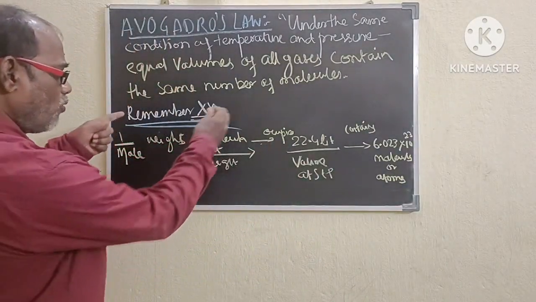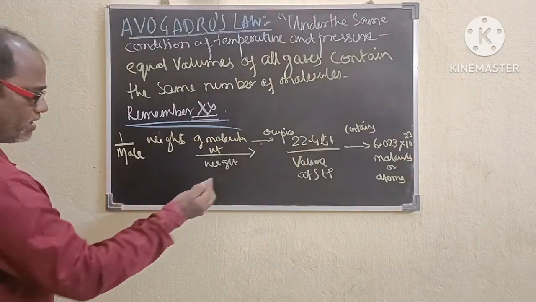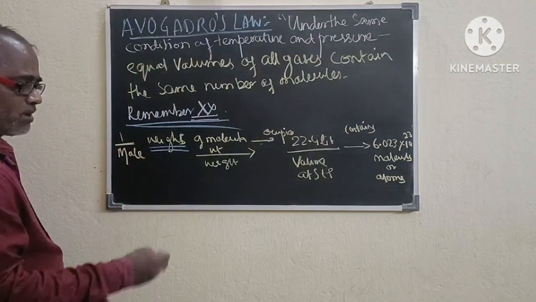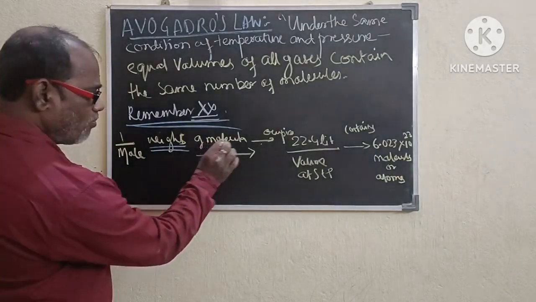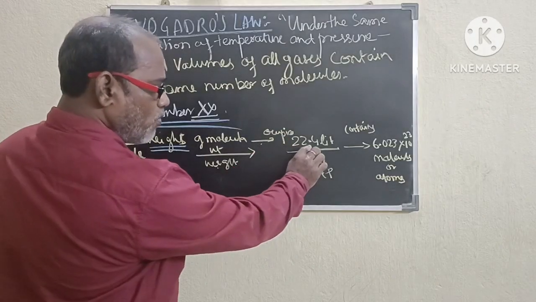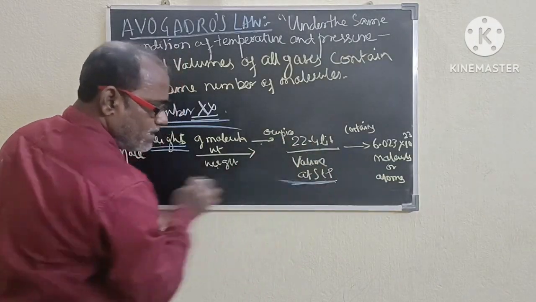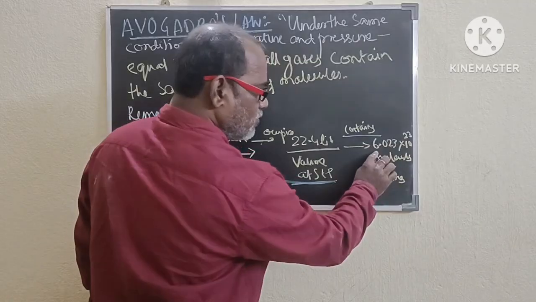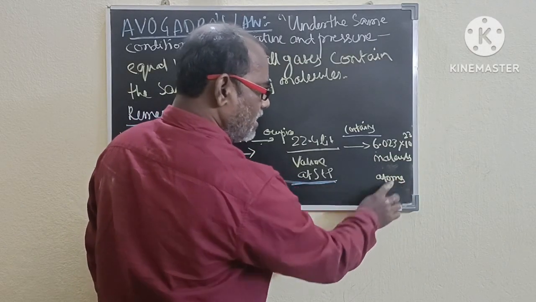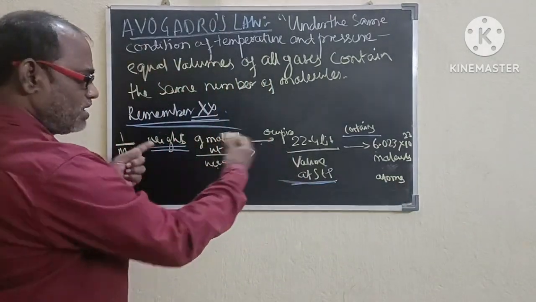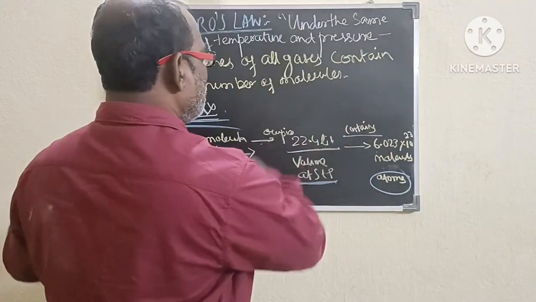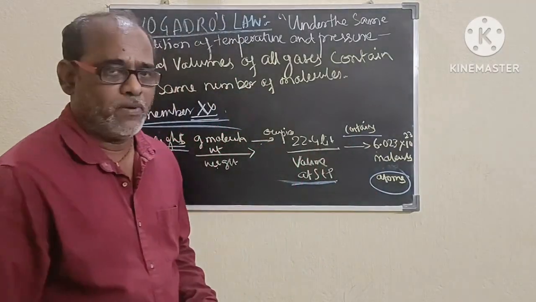Try to remember this. What is written here? Written here is: 1 mole of any substance weighs, उसका वजन कितना होता है, its gram molecular weight, that substance occupies 22.4 liters and it should be at STP, and will contain 6.023 into 10 to the power of 23 molecules. Okay, and if this question is in terms of atoms, then you can write atoms as well. So now let us go with one numerical problem.